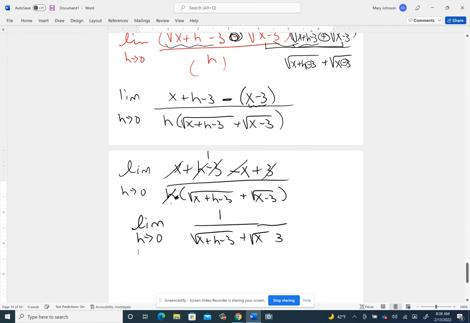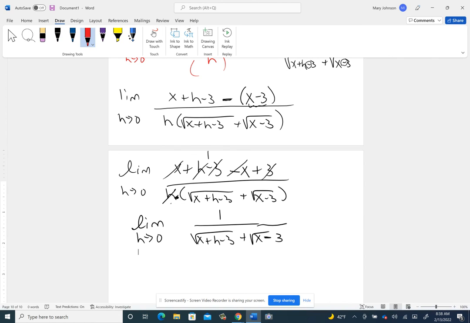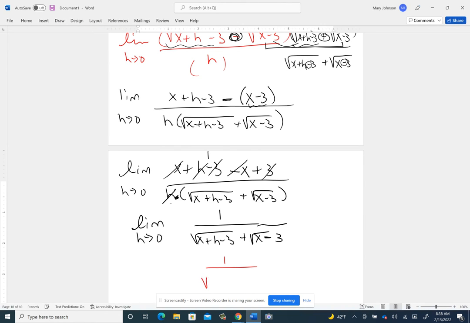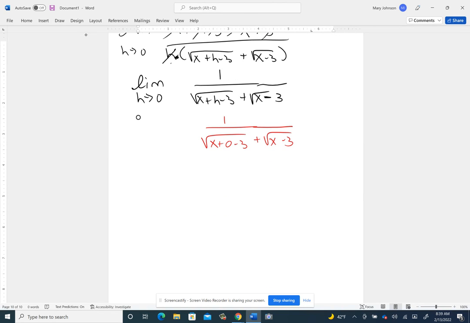And let me make sure that's a minus. Oops, that's a minus right there. And now we're ready. We've taken care of the trouble spot. Now I can plug in the 0 using direct substitution, and I get 1 over square root of x plus 0 minus 3 plus square root of x minus 3. Okay. No limit. I don't have to write the limit. We're actually evaluating it right now and just simplifying. So that's just 2 times the square root of x minus 3. And that would be my final answer.